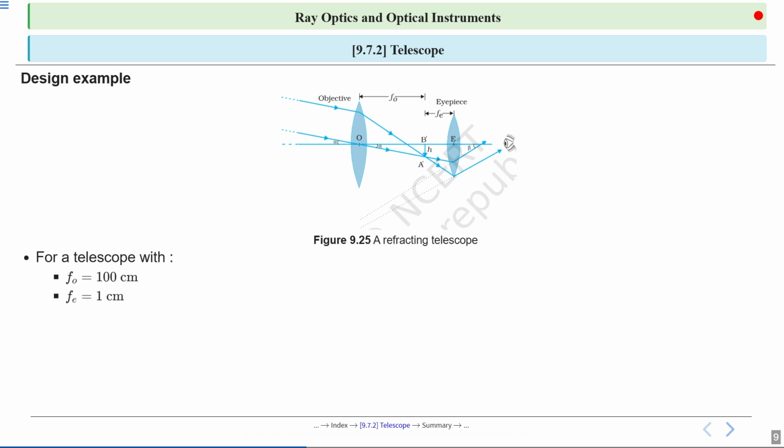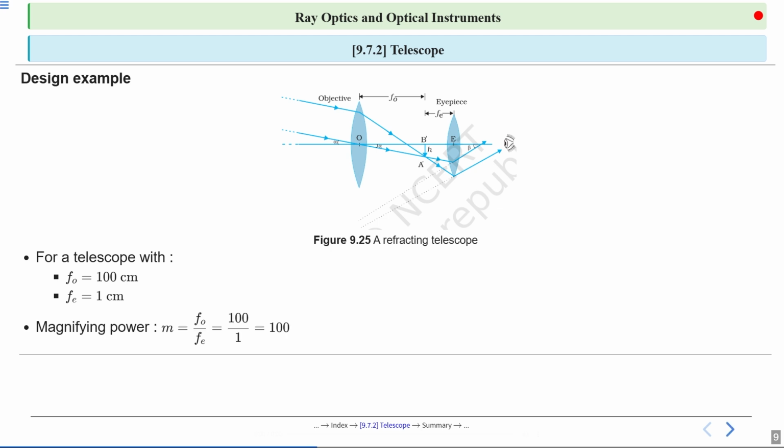The eyepiece has a focal length of fe equals 1 cm. This lens magnifies the image formed by the objective lens. A shorter focal length in the eyepiece results in greater magnification, which is what we aim for in a telescope.